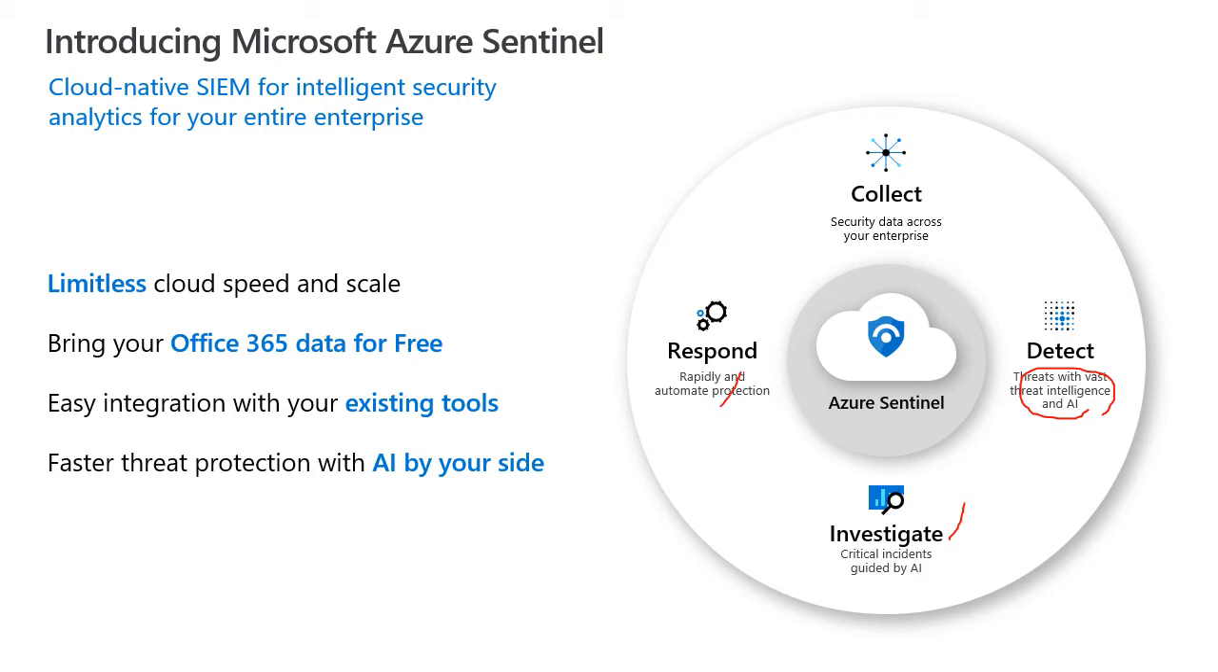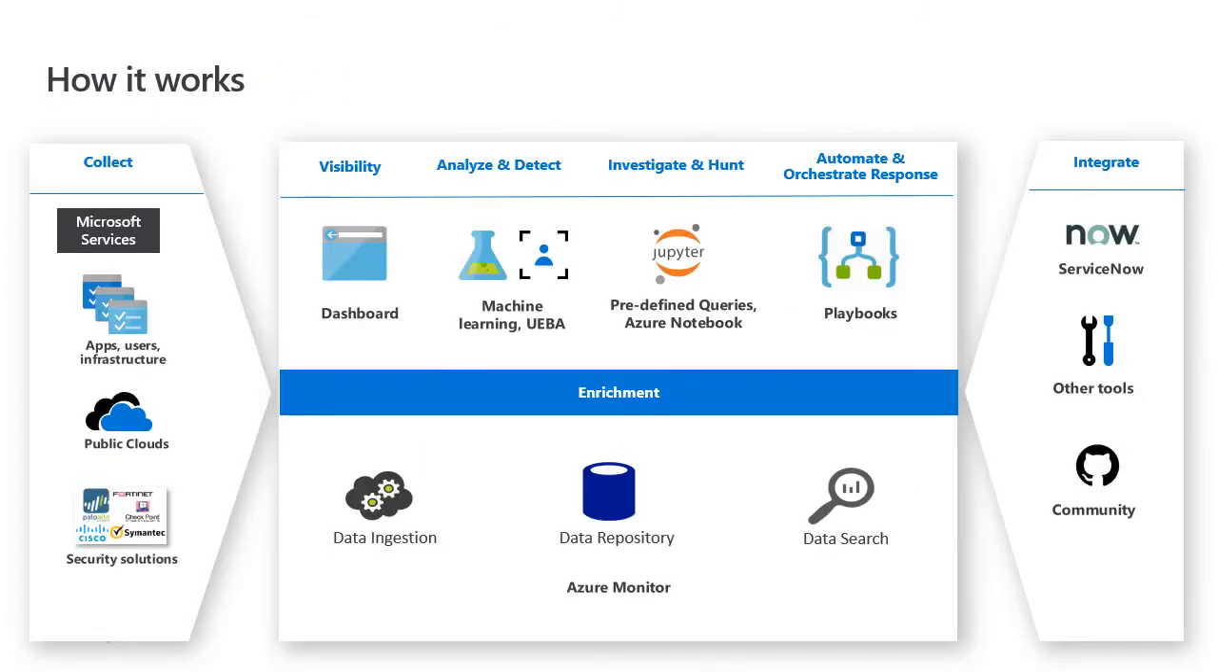estate. Now, right now, if you're using Office 365, your Office 365 data can actually be collected by Azure Sentinel and be monitored and detect security threats for free. But you can also integrate this with your existing SIEM tools. Now, how it works is that the collection part starts with SIEM integrating with your different Microsoft services such as applications, users, infrastructures, public clouds, and even third-party security solutions.